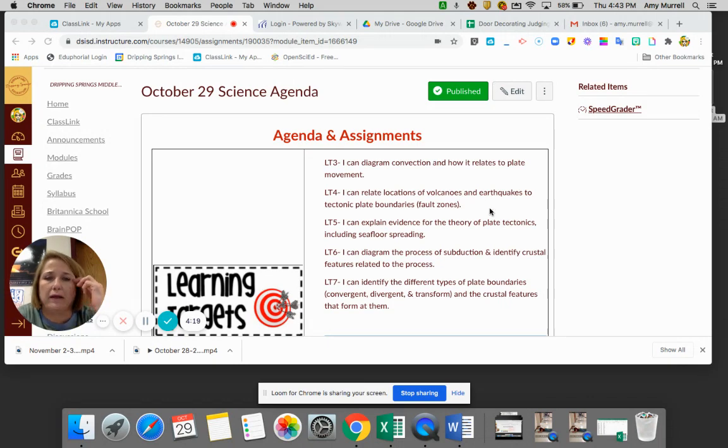So there is LT5, that's seafloor spreading. The subduction zone happens at the convergent boundary. We talked about those crustal features just now. And then we've talked about all 3 kinds and the crustal features that happen at each of those types of boundaries. So those are the learning targets. That's where we are. We're still working on this stuff.